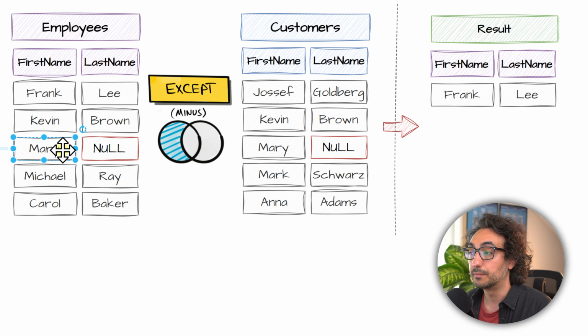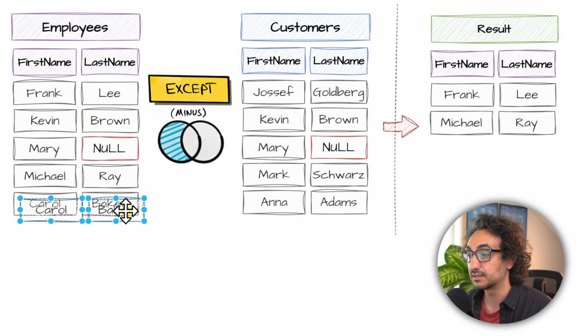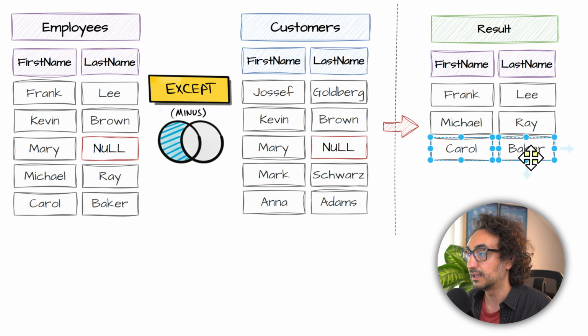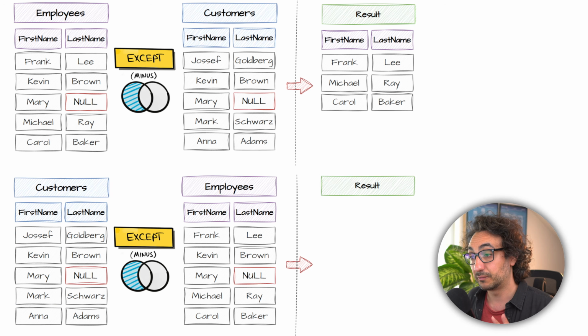The same thing for Mary: we have her as well in the customers, that's why she will not be presented in the output. So Michael, we don't have a Michael in customers, that's why he can be presented in the output. And as well for Carol, the same thing, we don't have Carol as a customer, and we're going to have her in the output. So as you can see, we will get data only from the first table, and the second table is only going to be used in order to check the information. So we don't have any customers in the output, it's only employees. So now let's check quickly what's going to happen if we switch the tables.